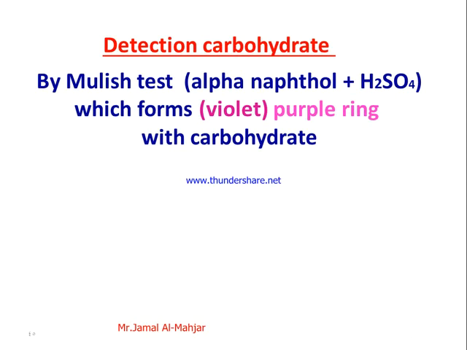Now, how can you detect carbohydrates in general if you have proteins or carbohydrates or other substances? We have a test related to a scientist named Molisch. We call it the Molisch test. It contains alpha naphthol and we use sulfuric acid. If we add alpha naphthol to any type of carbohydrate, then add some drops of sulfuric acid on the test tube of the mixture, you will get a violet or purple ring. So this distinguishes the carbohydrates.